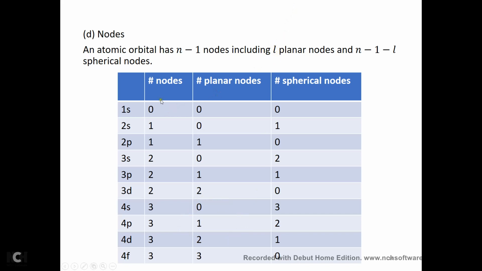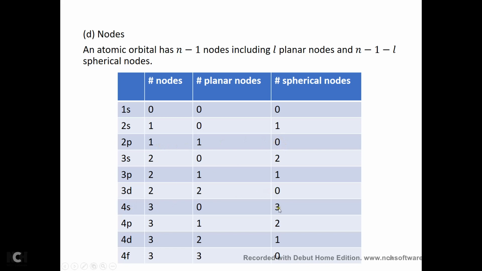And then the first column here minus this column, you get the number of spherical nodes. It's n-1 minus L. Therefore, if you have a 2s orbital, this is the total number of nodes. It's n-1. And then subtract the number of planar nodes. You have a spherical node here. For 2p orbitals, there's no spherical nodes.